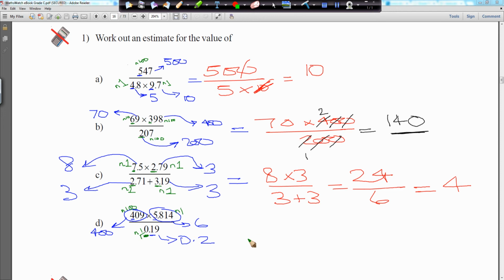Right, let's move over to a different color now. We have 400 times 6 on top. Let's give a bit of a gap so we don't crash into the top question. 400 times 6, divided by 0.2. 4 times 6 is 24, then put the 2 zeros back on. Dividing by 0.2 is the same as dividing by 2 tenths, which will go right over here like this.